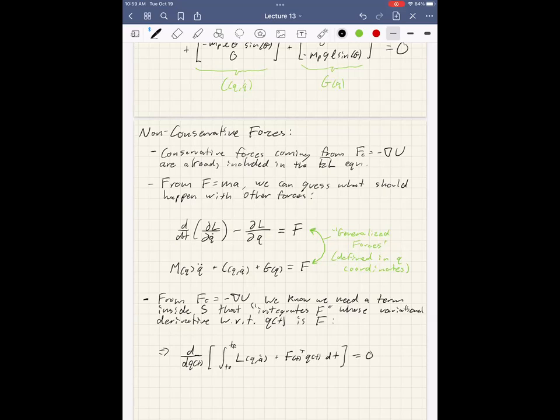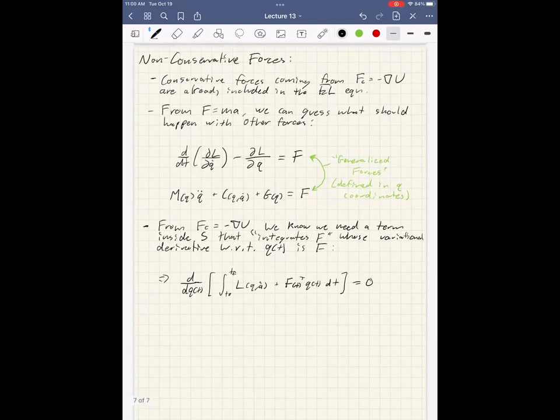When I go and do this, remember I got dL/dq times delta q, dL/dq dot times delta q dot, and so on. And I did that trick. Here I'm going to get F times delta q. And when I'm all done, I'm going to factor out all the delta q's, and what's left is the Euler-Lagrange stuff plus the force term equals 0. So that all works out.